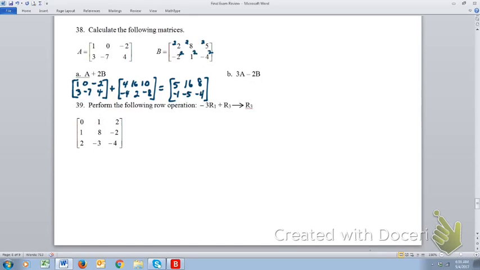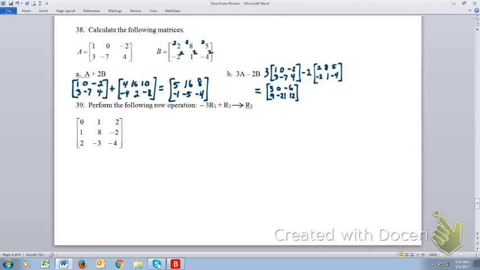Let's look at part B. So first of all, we need to find 3a minus 2b. So let's go ahead and distribute the 3, or basically just multiply each entry by 3 in the first one here. So you should get this matrix here.